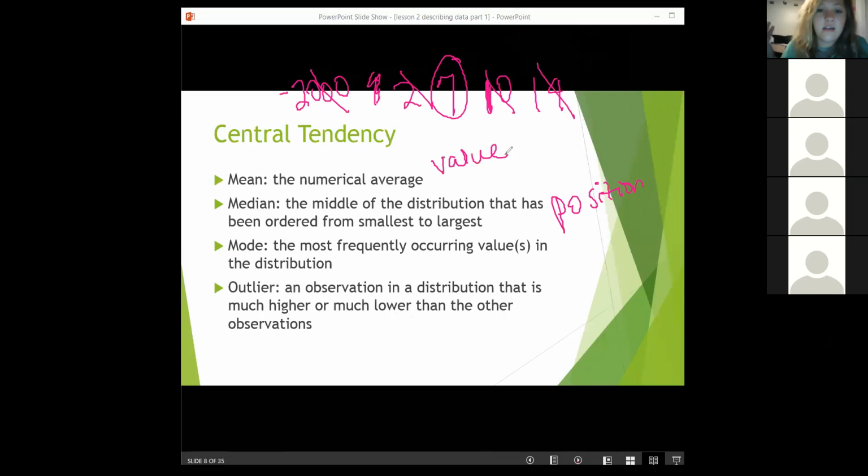The mode is just the most frequently occurring one. So if you have 2, 2, 2, 2, 7, your mode is 2. An outlier would be something like negative 2,000. It's going to be something that's way off track and doesn't fit along with the other pieces of data. So that's what those are.